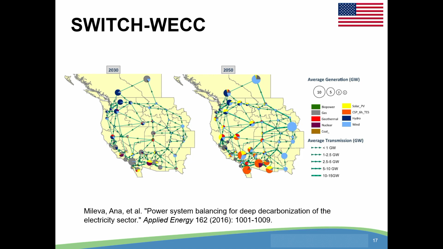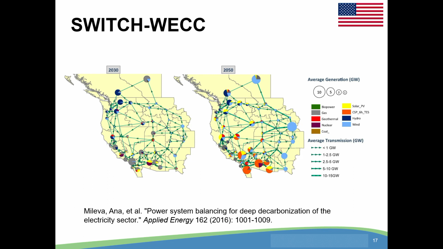So the size of the pie chart shows how much energy is being generated in the different regions of the United States. And the colors within the pie chart show what energy sources that generation is coming from. And the green lines are indicative of how much transmission flows between those areas, and the thickness of the line is the capacity of that transport.